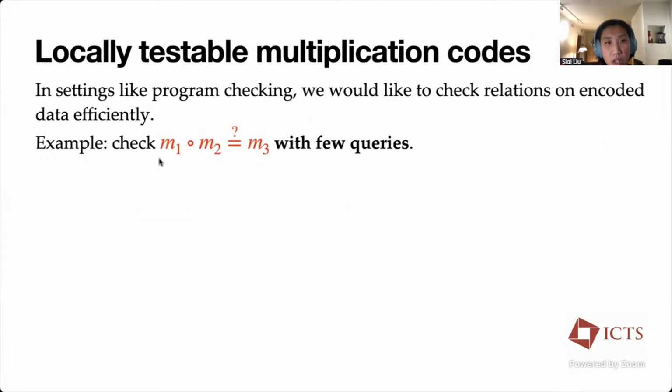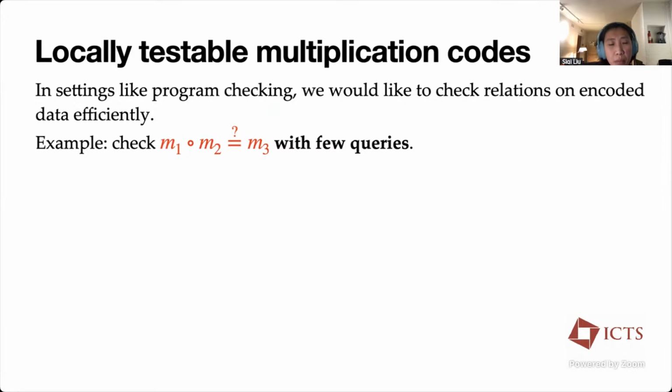Next, I'm going to talk about a more specialized class of locally testable codes, which are locally testable multiplication codes. I believe in David's talk yesterday, this notion was already brought up. Here, I will just briefly motivate it from the program checking perspective. So let's consider a specific example. In program checking, basically, we would like to check relations on encoded data efficiently. And here's an example of where it would come up.